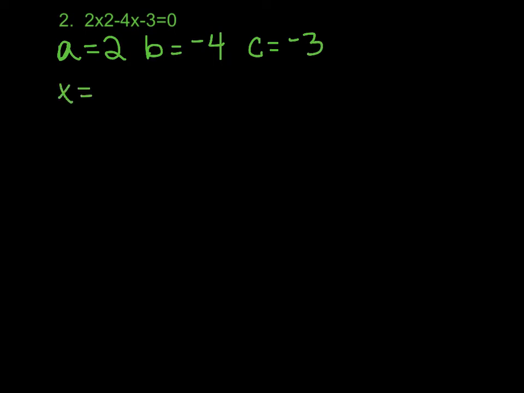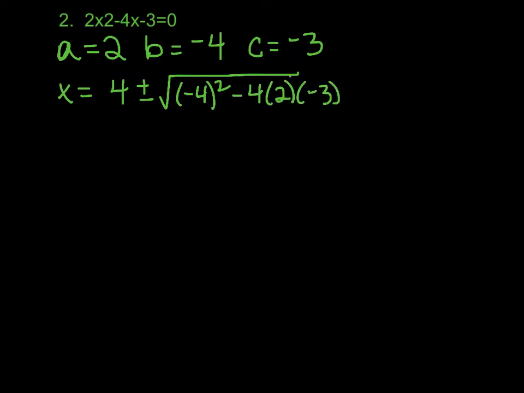So x equals, the formula says negative b, which means to negate b. Well, since our b is a negative 4, if we negate that, we end up with a positive 4, plus or minus. Then we do the big square root, and it's b squared, so that's going to be negative 4, that quantity squared, minus 4 times a, which is 2, and c, which is negative 3. And then this whole thing is over 2 times a, which is 2.